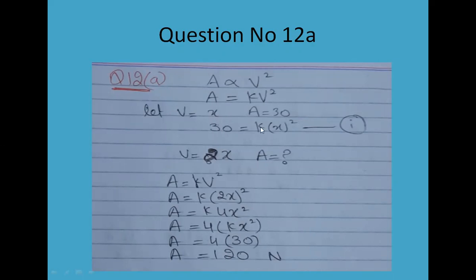So it will be 30 equals kx square. So that's my first equation. Then he says, if I make the speed double, it means first if the speed was X, now if I take the speed as 2X, what will be the air resistance?